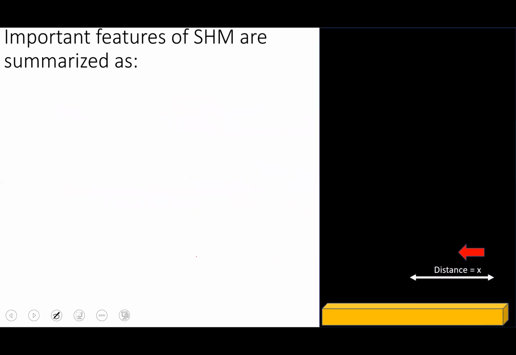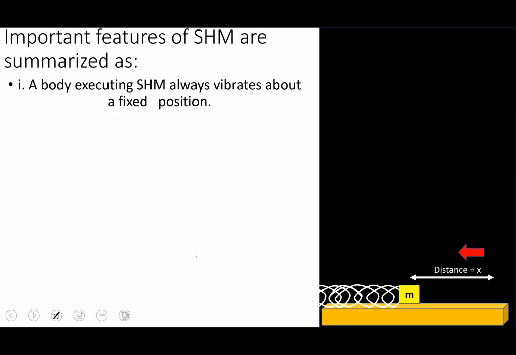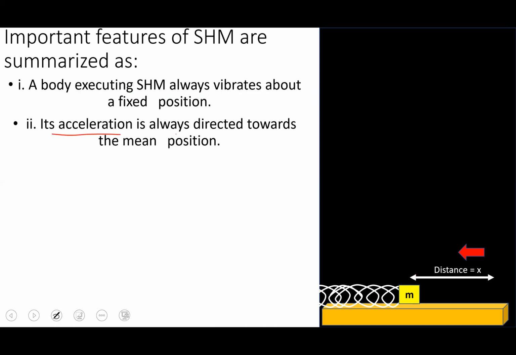Now, let us look at this situation in which we have a mass attached to a spring system and a force was applied. It shows a body executing SHM. It always vibrates about its fixed position. That means it will always return back to its mean position or equilibrium position. It always accelerates directly towards the mean position. Because of inertia, it will go ahead, but it will always return back to its mean position, or equilibrium position.